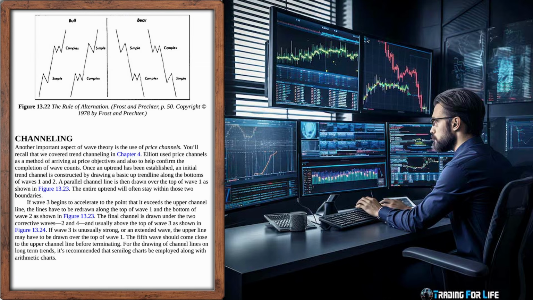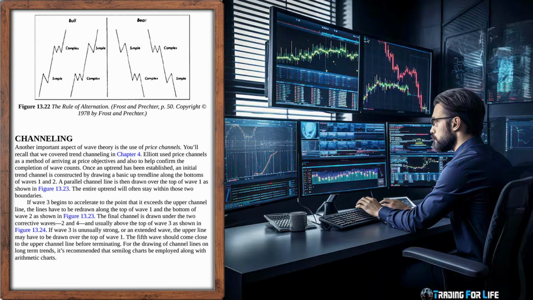Channeling. Another important aspect of wave theory is the use of price channels. You'll recall that we covered trend channeling in chapter 4. Elliott used price channels as a method of arriving at price objectives, and also to help confirm the completion of wave counts.